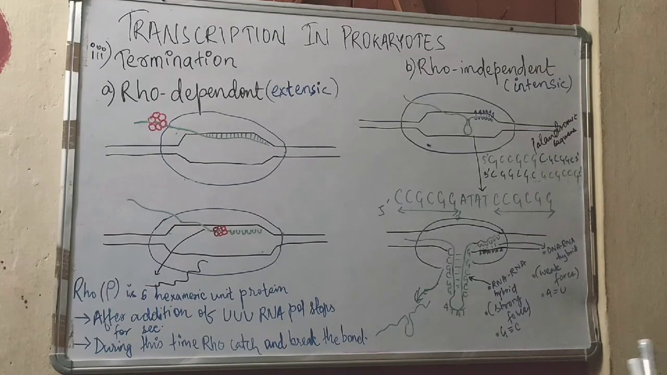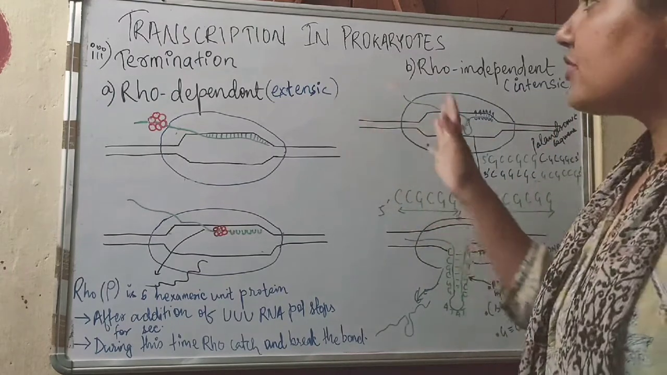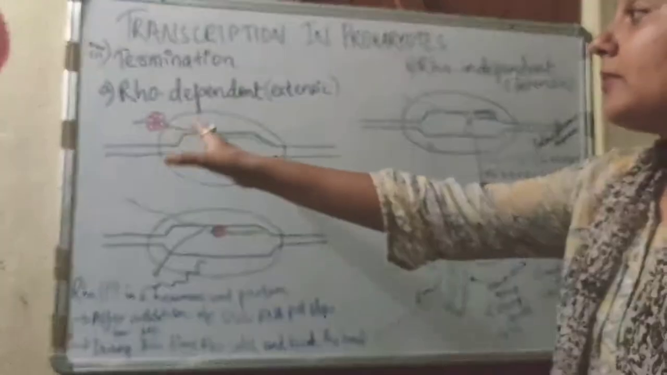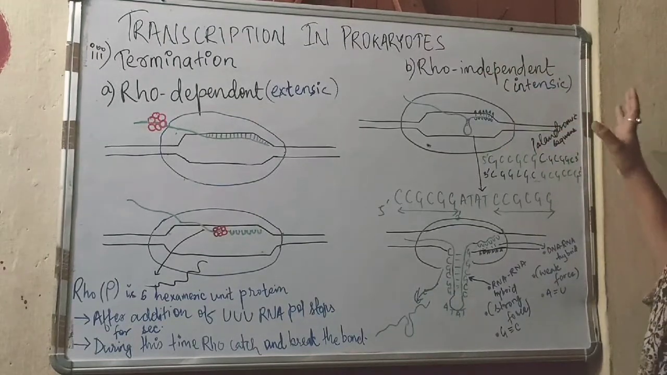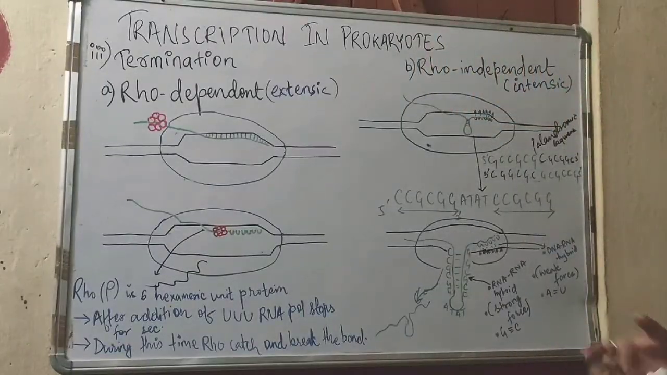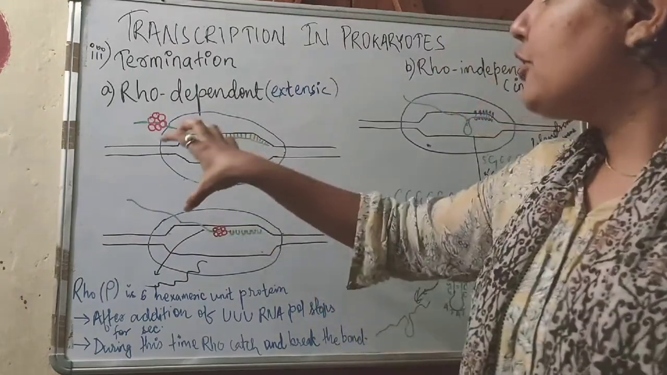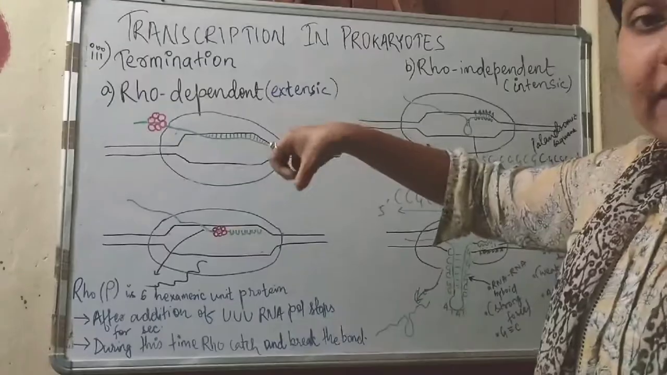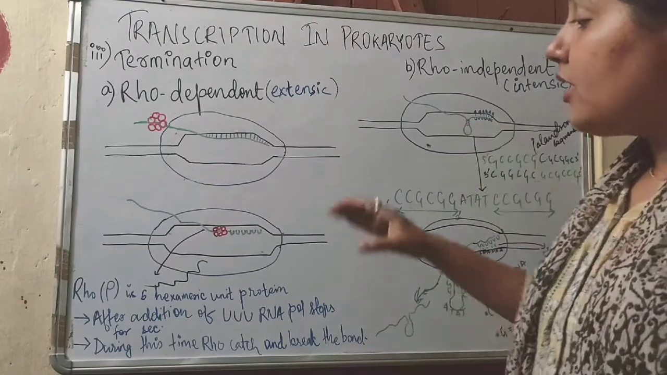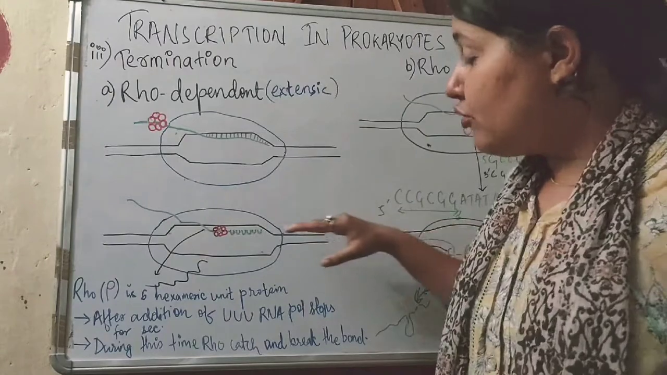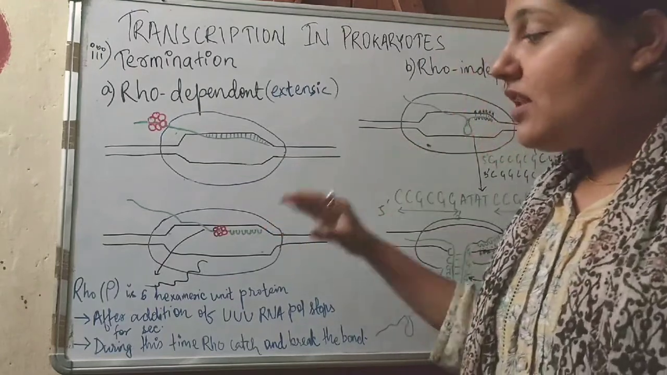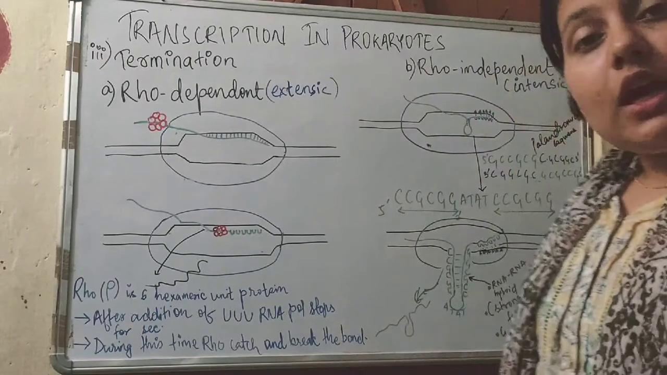Okay, now I'm just going to recap. There are two processes of termination. One is Rho-dependent, which is known as extrinsic because it is brought about by an external factor, and the Rho-independent is known as intrinsic because it is brought about by an internal factor. In Rho-dependent termination, there is a helicase-like enzyme made of 6 hexameric units of protein. It winds inside the recently formed RNA and reaches the DNA-RNA hybrid, and at the point where UUU is added, RNA polymerase stops for a while, and at that span of time Rho catches the hybrid portion and breaks the bond.